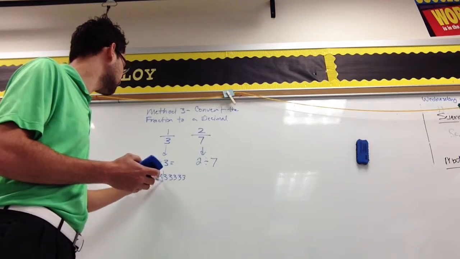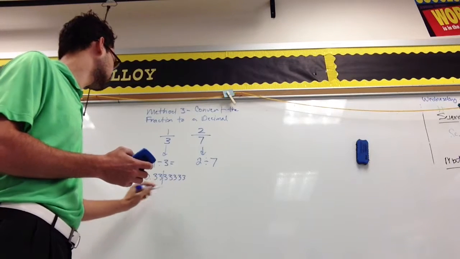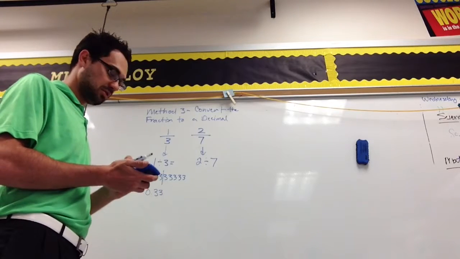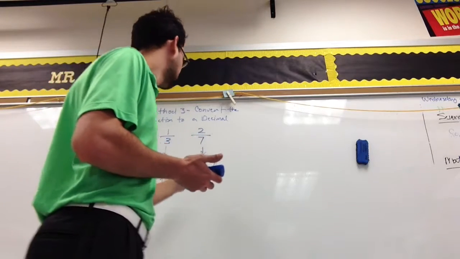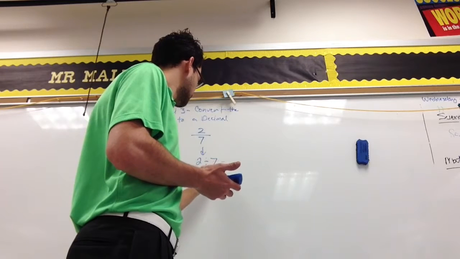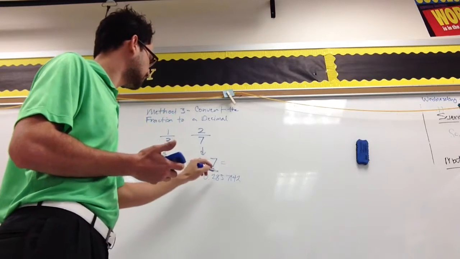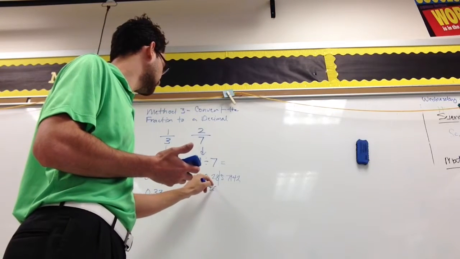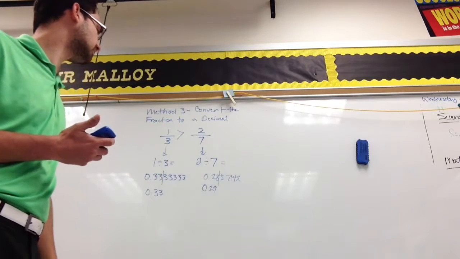So I can round it to the nearest hundredth. So I go to the hundredth place, that's a 3, this is a 3, so this would round to 33 hundredths. And then with 2 divided by 7, I don't get a repeating decimal, I get this decimal, and then again, I'm going to round it to, since that's a 5, that's going to make that a 9, so this would go to 29 hundredths. So 1/3 is bigger than 2/7.